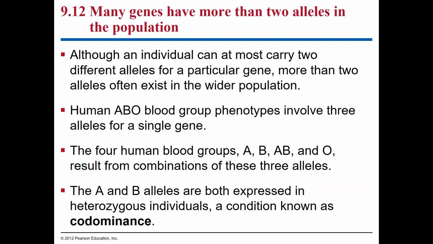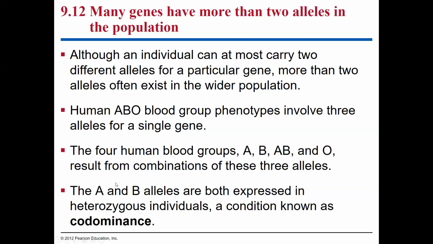So many genes have more than two alleles in a population. Although an individual can carry at most only two alleles, one you inherit from your mother, one you inherit from your father, there can be multiple alleles for a trait in the overall population. An example of that would be your human blood, the ABO groups. There are 3 alleles for blood that exist for humans. So the 4 human blood groups, A, B, AB, and O, result from a combination of these 3 different alleles.